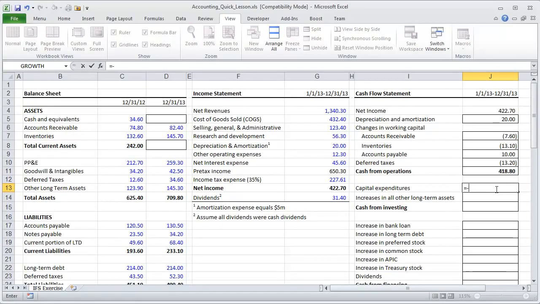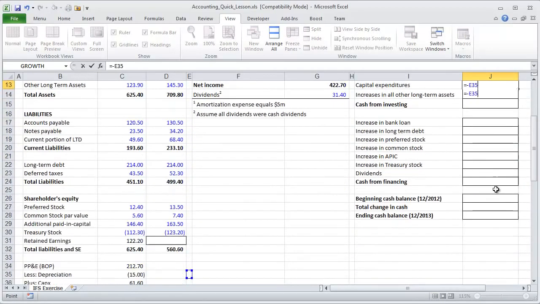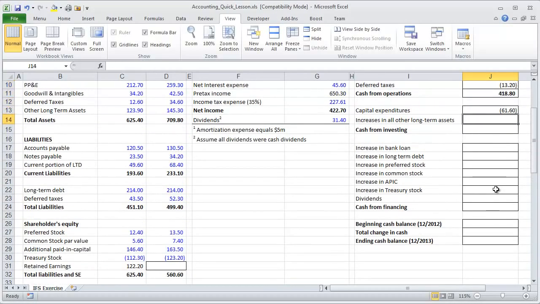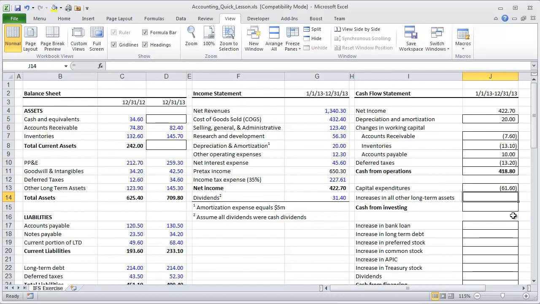We have to make sure that we are careful to switch the sign, because capital expenditures are an outflow, not an inflow. That's a common mistake when building financial models. You forget to switch the sign. Capital expenditures is a reduction in cash. And then that takes us to our next and final portion of the activities that are investing activities.